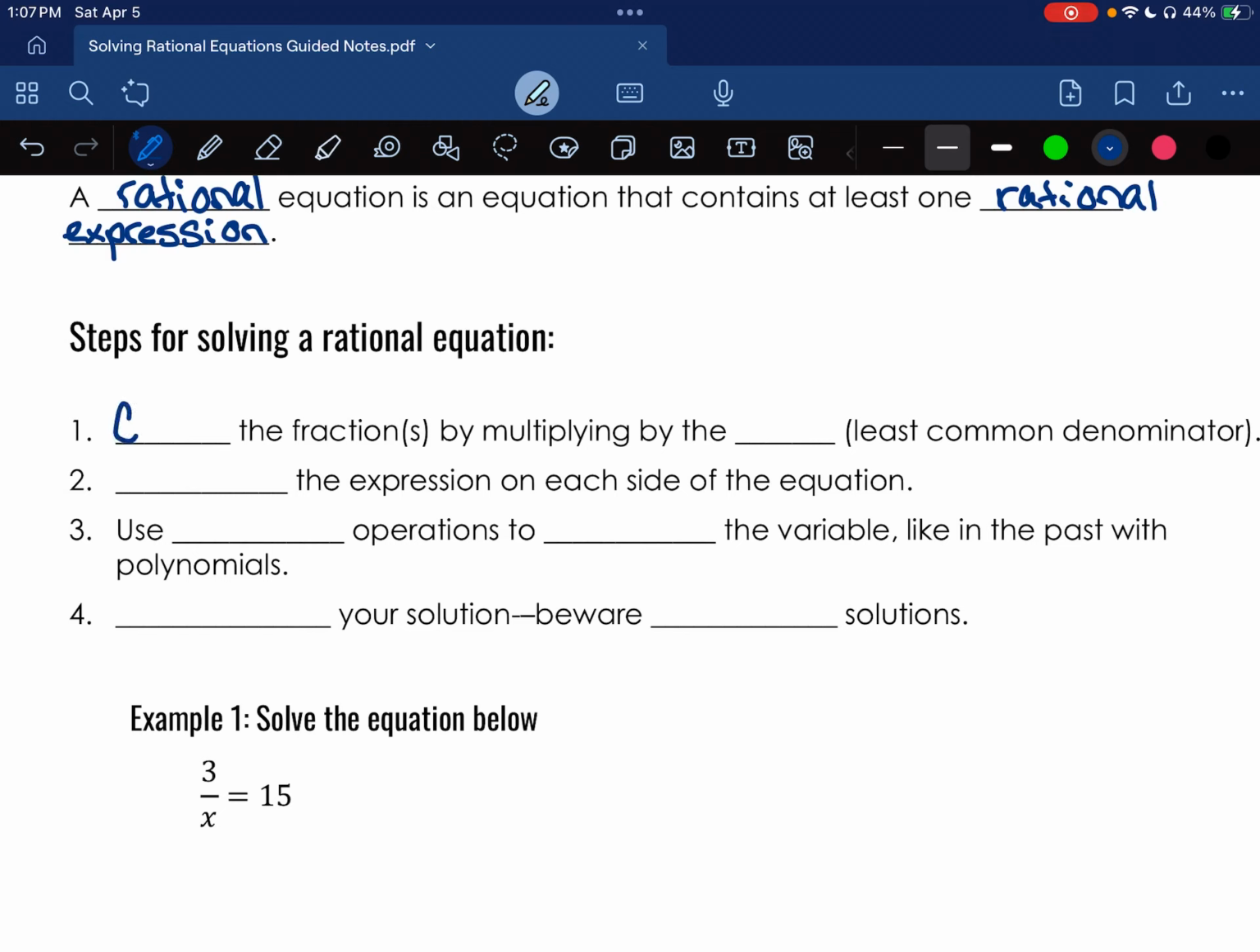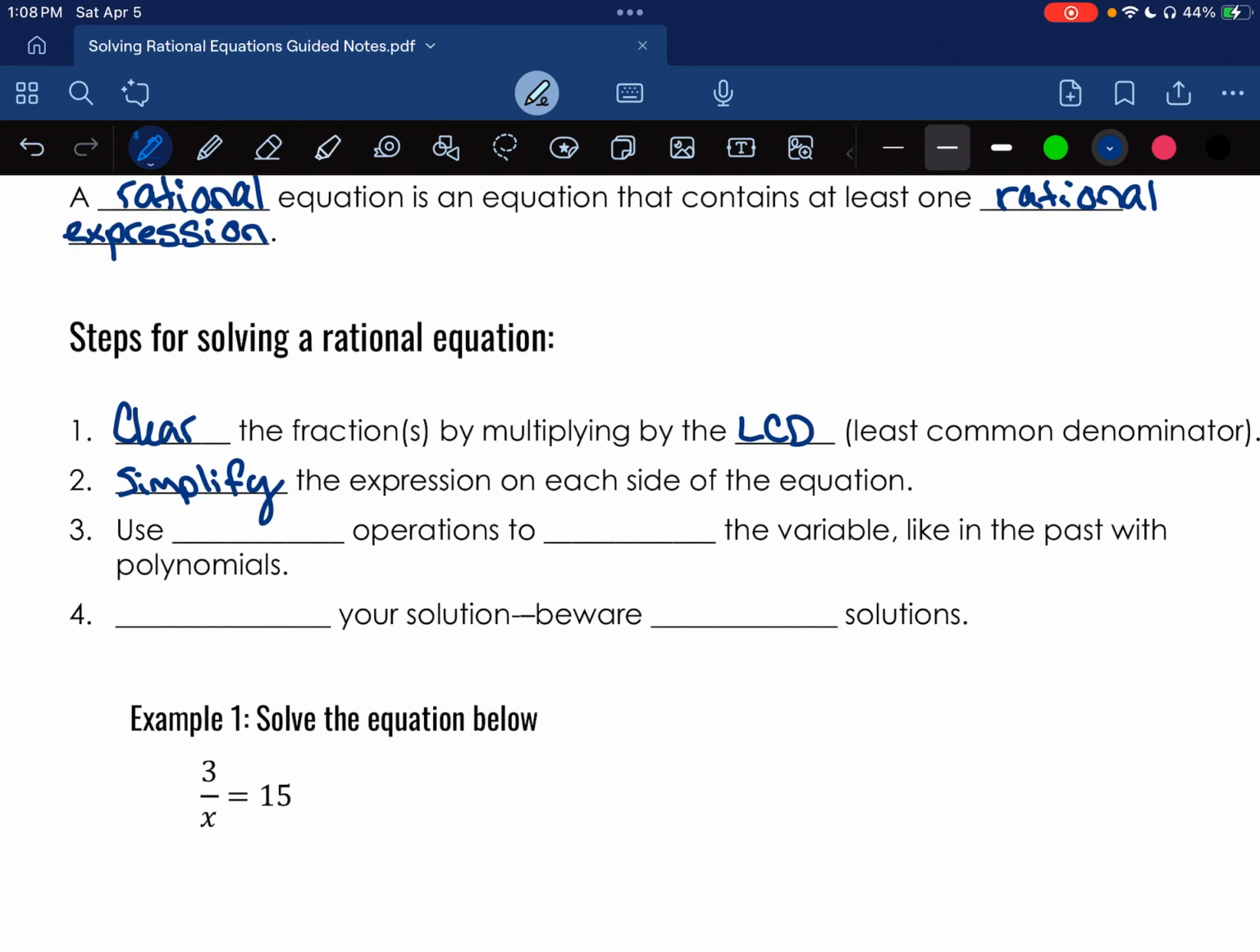So we are going to clear the fractions by multiplying by the LCD, the least common denominator. So I'll teach you how to find the LCD for each of our equations we're going to solve today. But that is going to be the least common denominator, just like dealing with numerical fractions, but now they're just a little bit spicier because we have the polynomials in there. Then we're going to simplify the expression on each side of the equation.